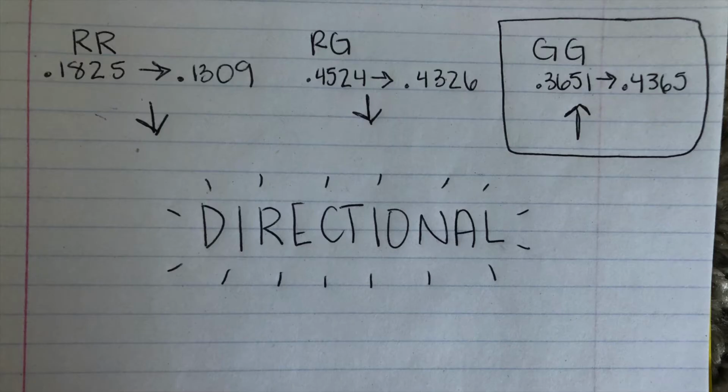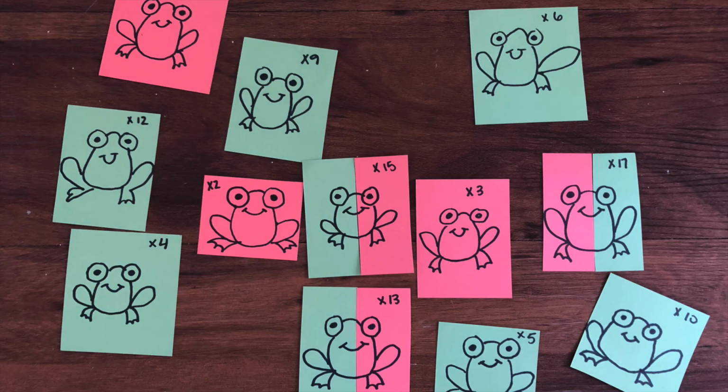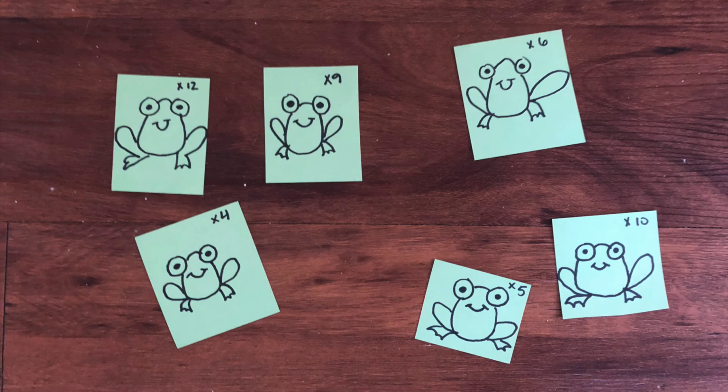Since our results favor one extreme, in this case the GG genotype, we can conclude that directional selection has occurred. If this continued in an infinite number of generations, eventually all frogs would be homozygous GG and phenotypically green.